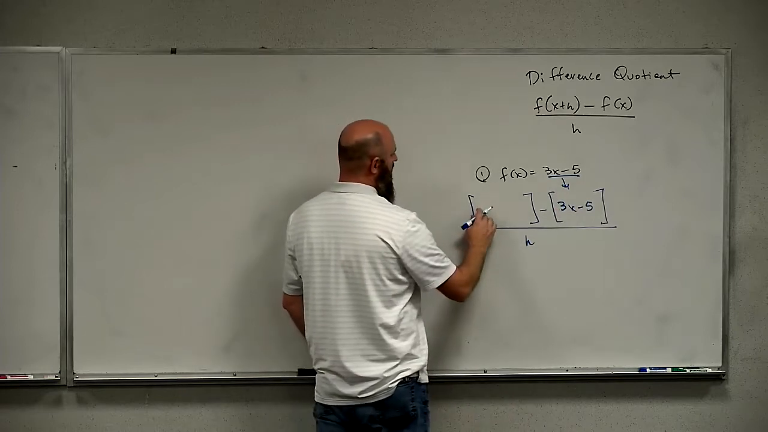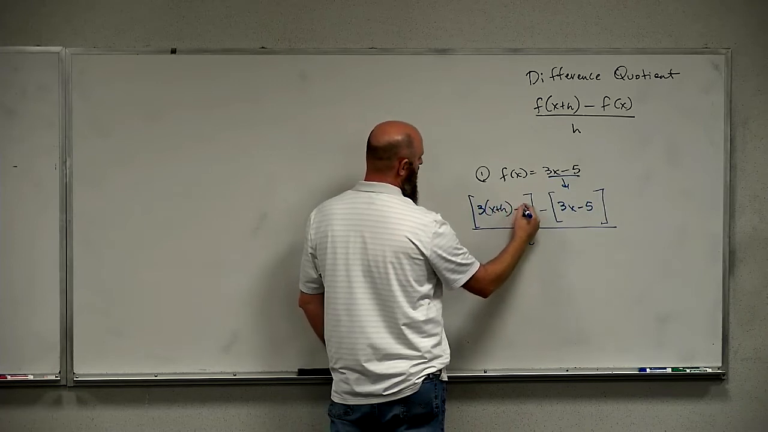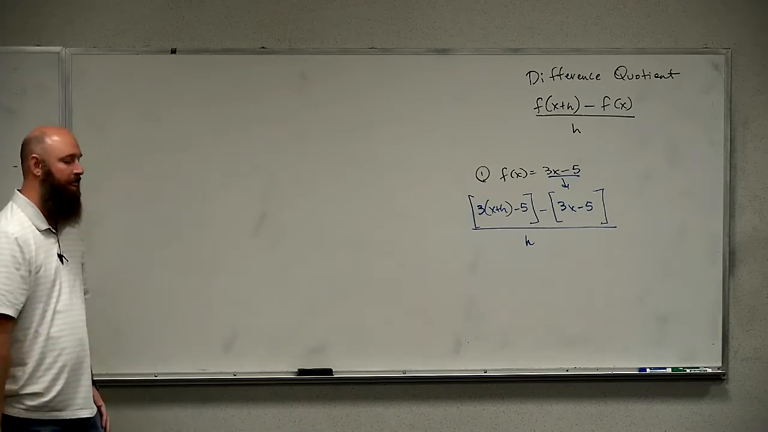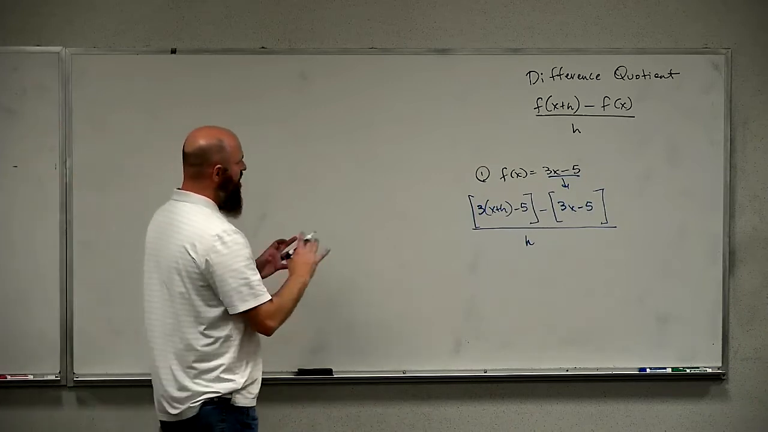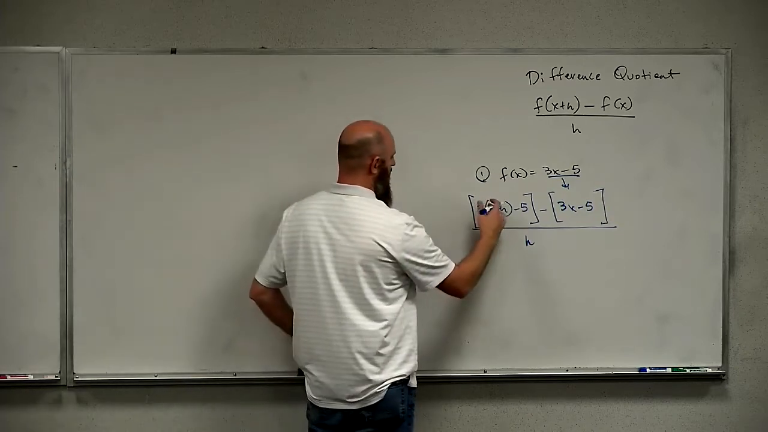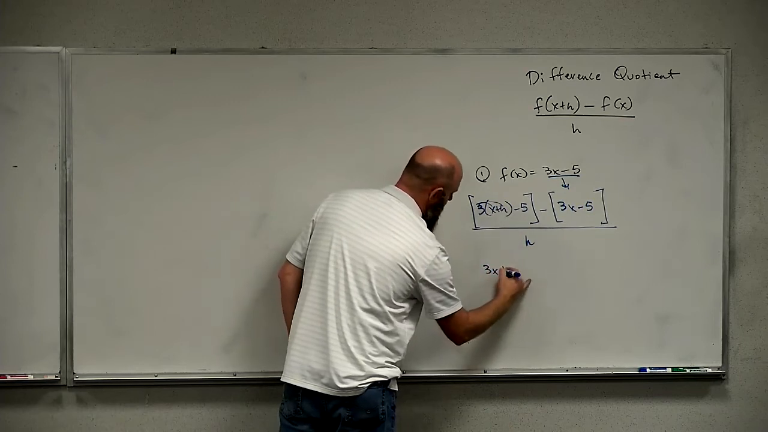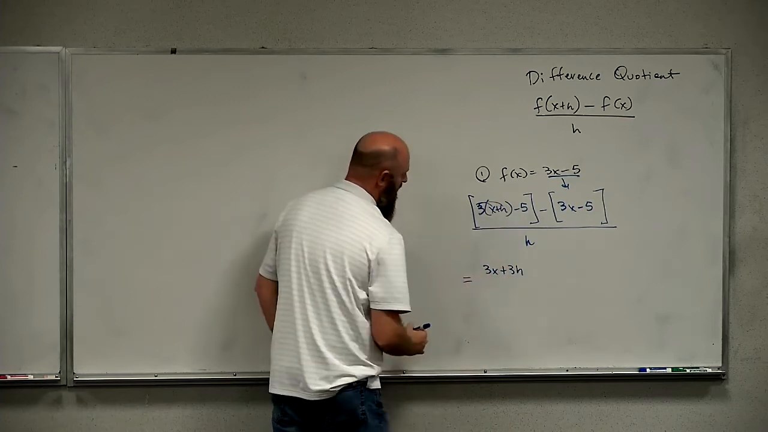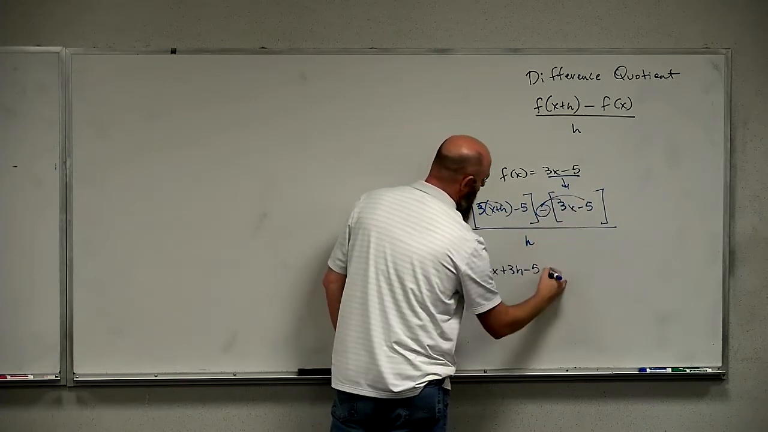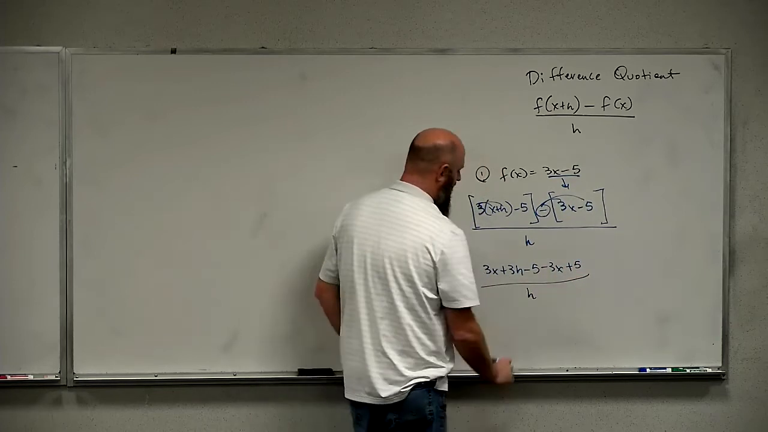Now the other one, instead of an x, we need to do 3 times x plus h, and then minus 5. Right? So that's going to allow us to fall within the formula as it's presented. So now we're going to distribute. So we get 3x plus 3h minus 5, and then distribute this negative as well. Minus 3x plus 5, all divided by h.